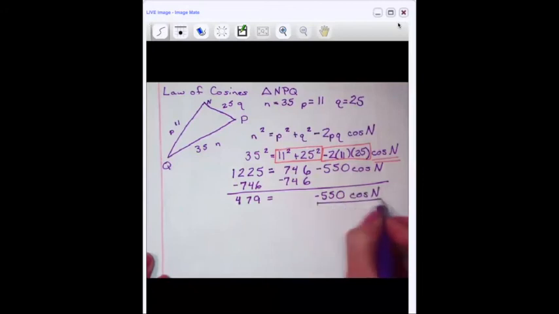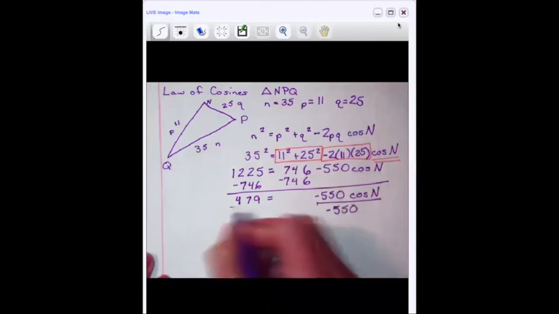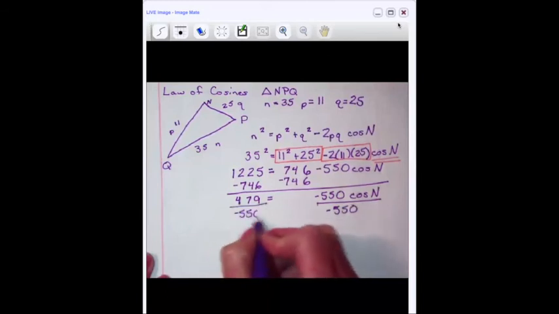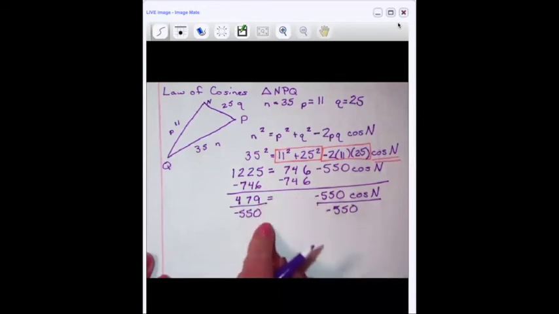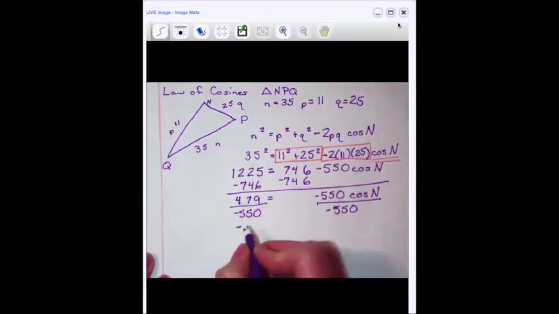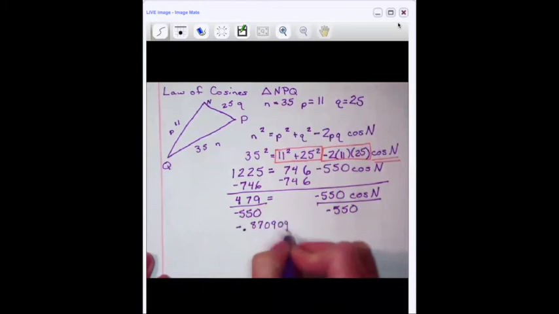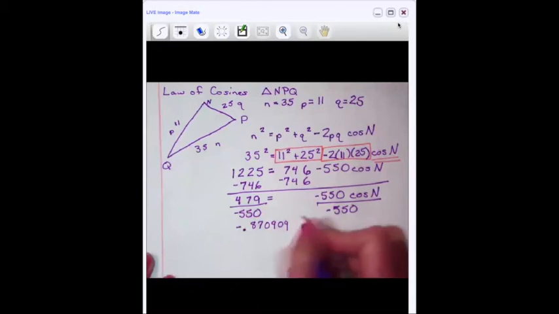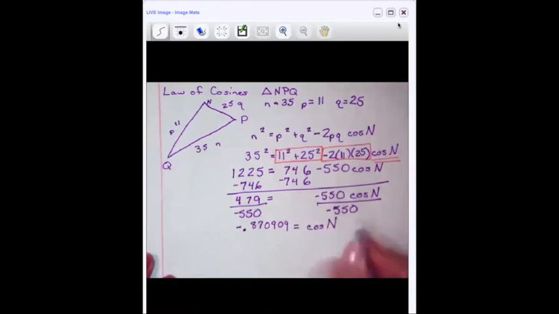So if we divide both sides by negative 550, that's going to give us something kind of weird right here, but it'll work out in the end. This is going to be negative 0.870909 when we type this fraction into the calculator. And remember, we're looking for measurements, so it's okay if it's a decimal here. So we're left with cosine of n.